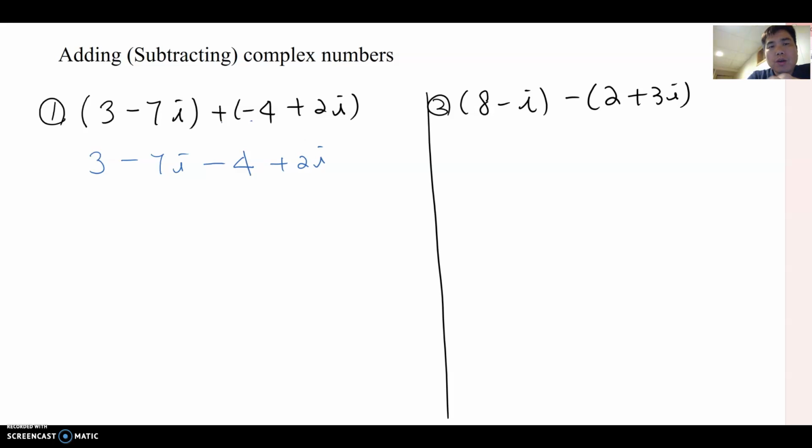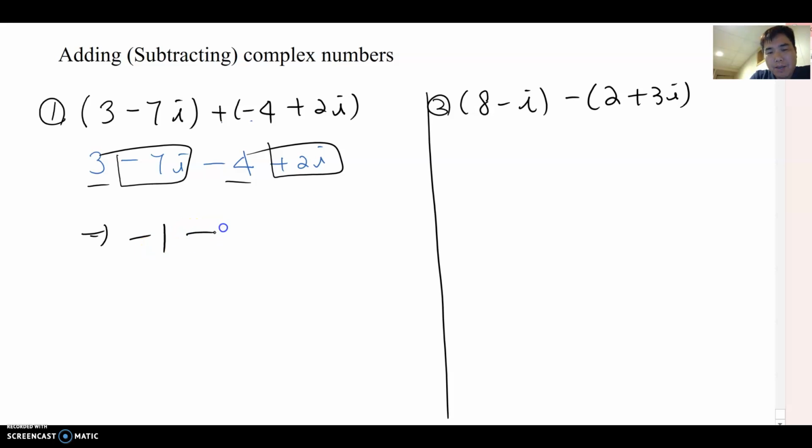When you simplify those values, you only combine real numbers, which are 3 and minus 4, and then the imaginary terms, minus 7i and plus 2i. Totally separated, okay? So what's 3 minus 4? Yes, negative 1. And then negative 7i plus 2i becomes minus 5i. That's the answer for this addition.